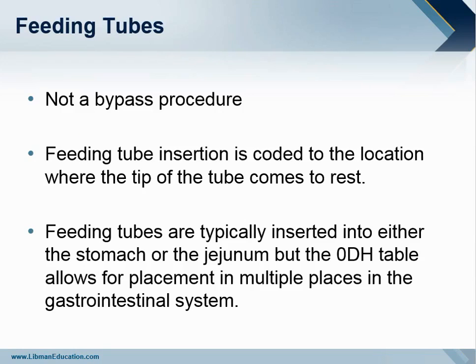So when we code these, we code this to the location of where the tip of the tube comes to rest. These typically get inserted into the stomach or the jejunum, but the 0DH table for insertion allows us to code placement in multiple different places in the GI system.